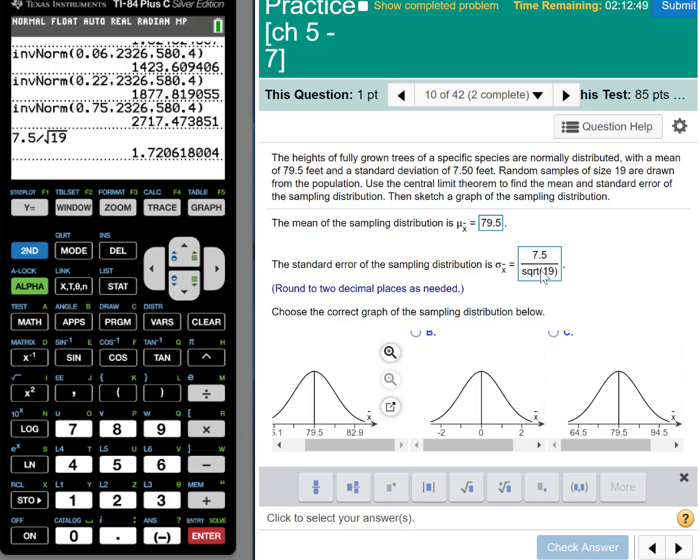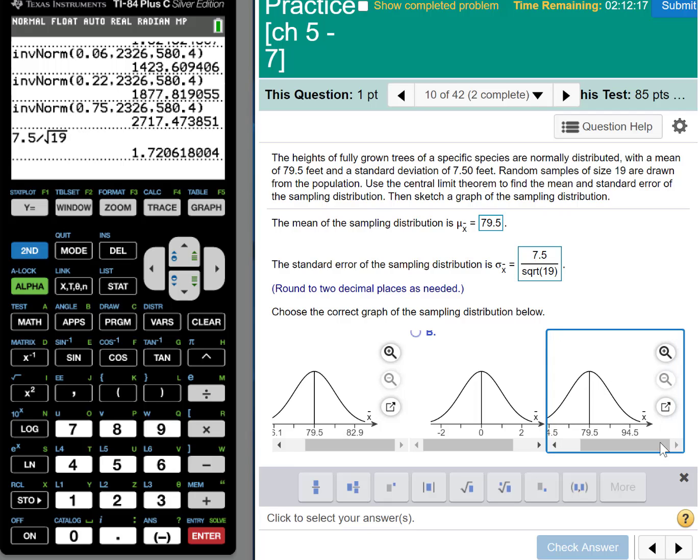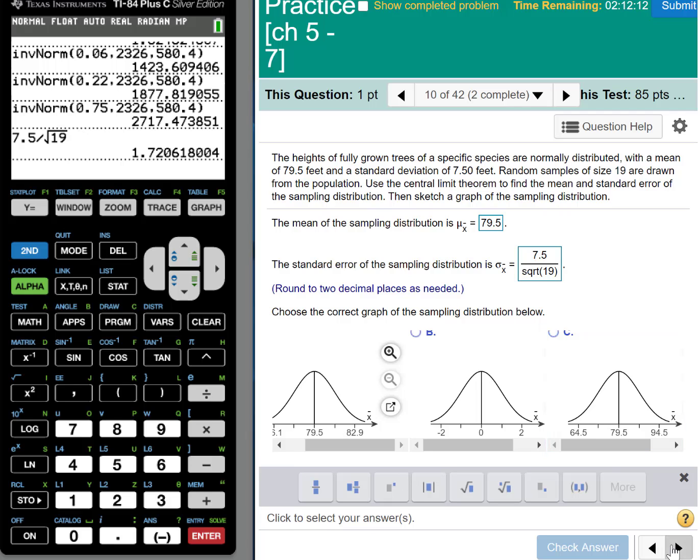It's 1.72. And if you go here, actually 1.7 times 3 will give you about 5, and 79.5, if I add 5, about 5.3 standard deviations, should take me to the end of this curve. So that would be the answer. This one is 79.5. If you add about 5 to it, should give you 84.5. But you can see before the tail there is a 94.5. So it can't be this one. All right. Next question.